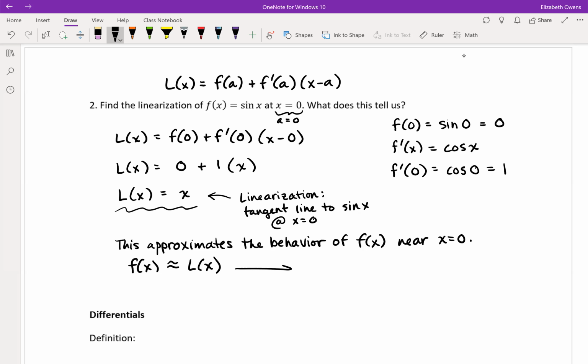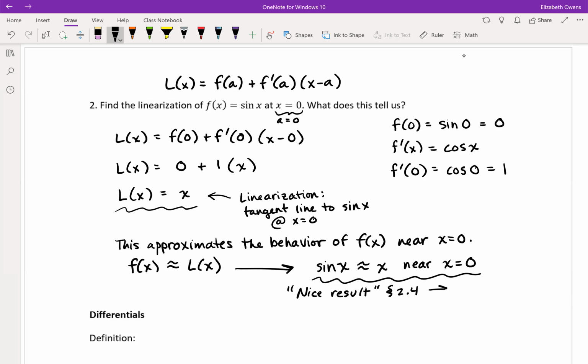And so what that tells us is that f of x is sine x, and L of x, the approximation, is just x. So sine x is approximately equal to x near x equals 0. Okay, and this is actually a result that we have seen before. This is the nice result from many sections ago. Let's see, I think that is section 2.4 on one-sided limits.